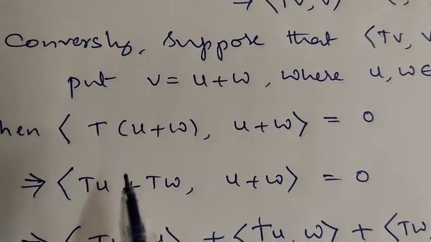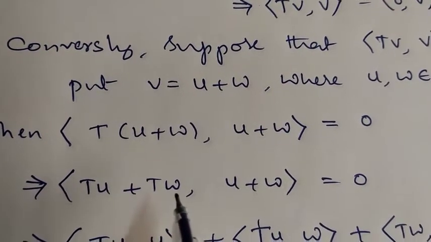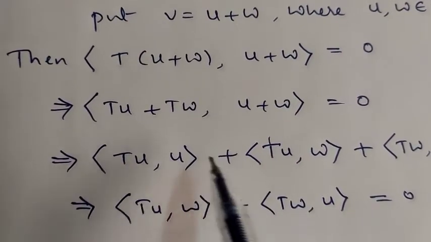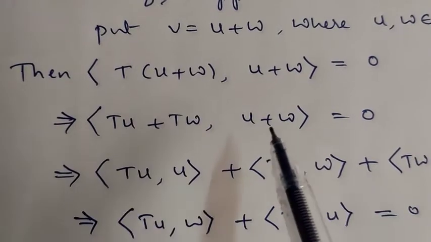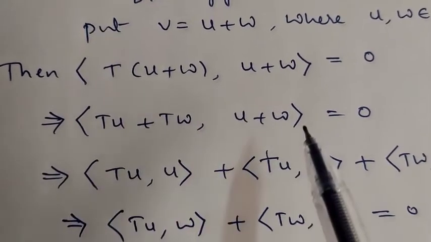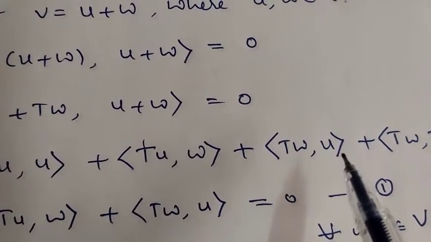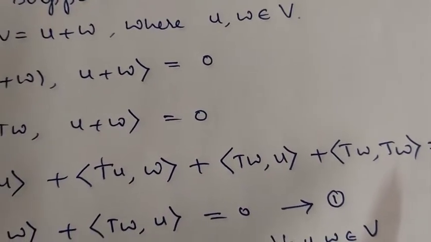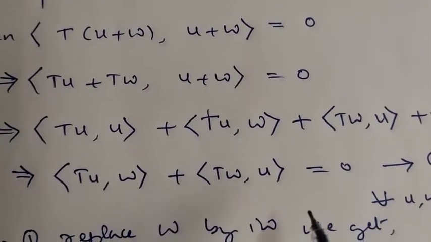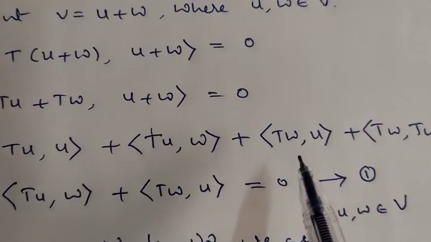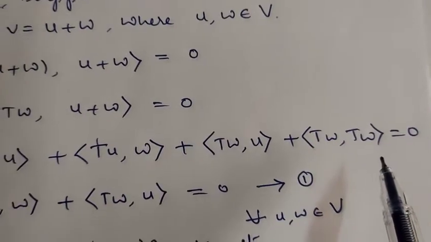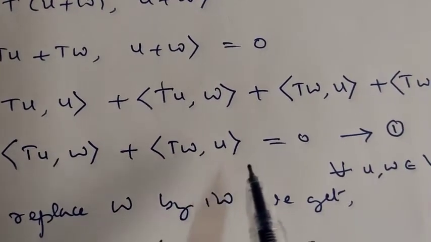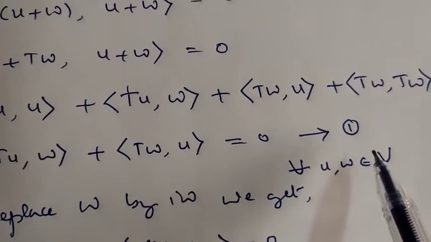Since T is linear, this can be written as the inner product of T of u plus T of w comma u plus w is equal to 0. You expand this inner product. This gives the inner product of T of u comma u plus the inner product of T of u comma w plus the inner product of T of w comma u plus the inner product of T of w comma w is 0. But by assumption, the inner product of T of u comma u is 0, and the inner product of T of w comma w is 0. Therefore, the remaining terms are the inner product of T of u comma w plus the inner product of T of w comma u is 0. Call this number 1.